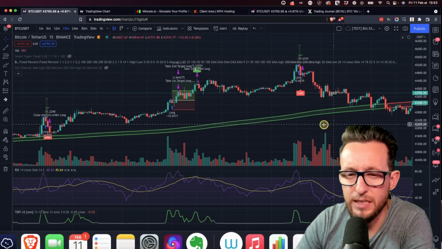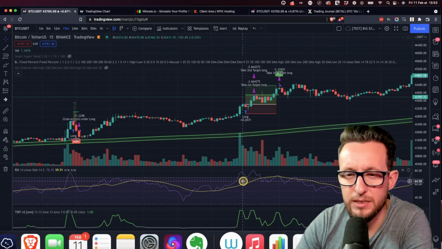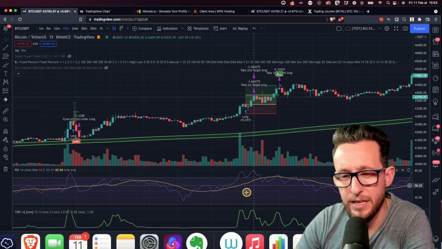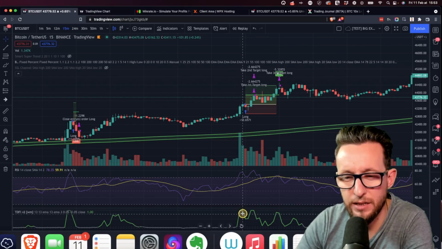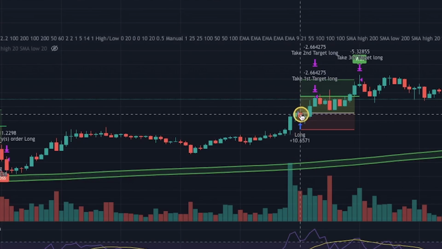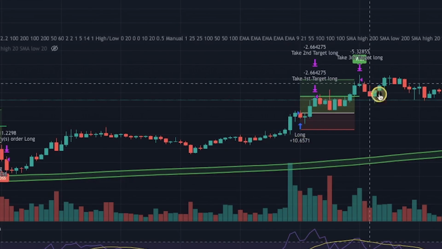Okay, so here we are again. Let's have a look at some of these entries. First entry here would be this one here. As you can see, we've come into the overbought area. We're above that yellow line. We've got a green area in the TDFI, and we have an absolute perfect first entry. We're above the SSL as well. As you can see, that one was a win.